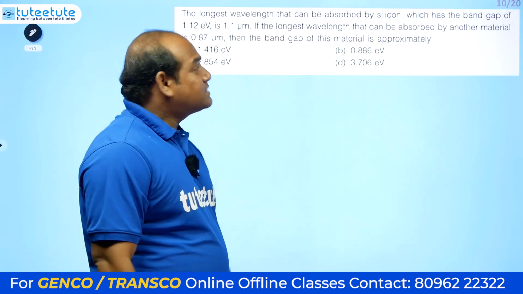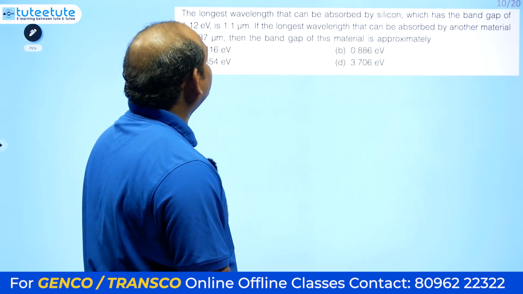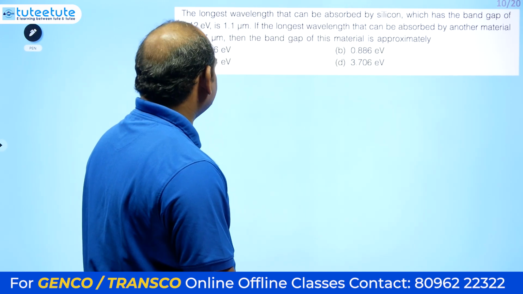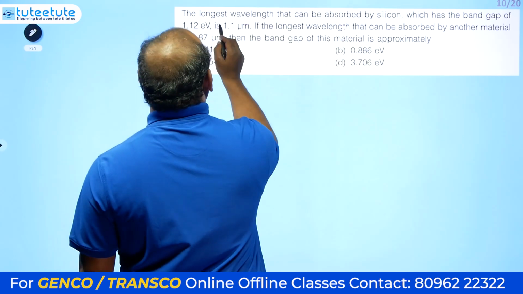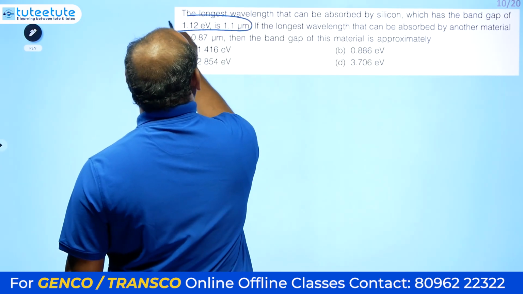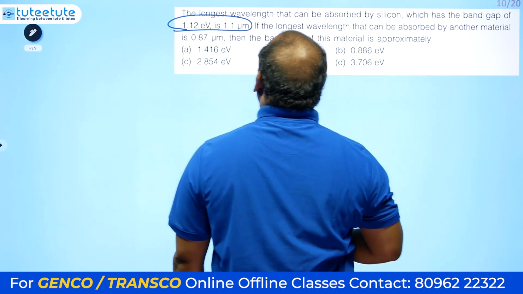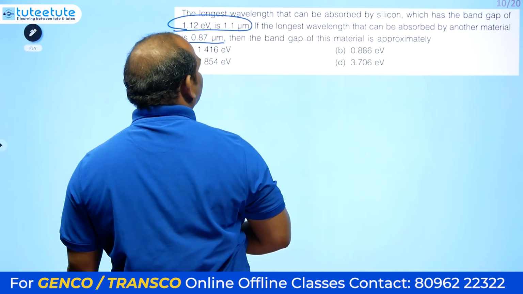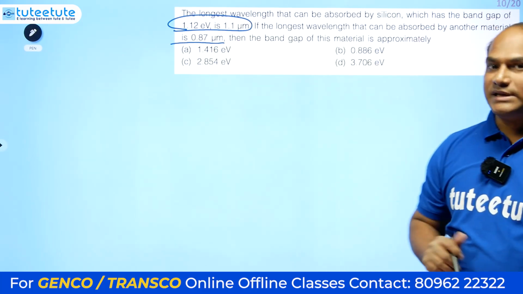Now the next question is, the longest wavelength that can be observed by silicon, which has the band gap of 1.12 electron volts, is 1.1 micrometer. So they have given energy and wavelength. The longest wavelength that can be observed by another material is 0.87 micrometer. Then the band gap of, okay, they have given this band gap versus wavelength.